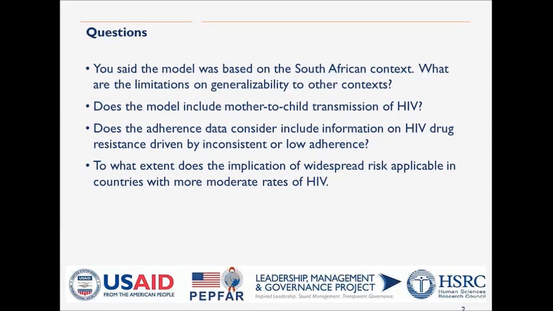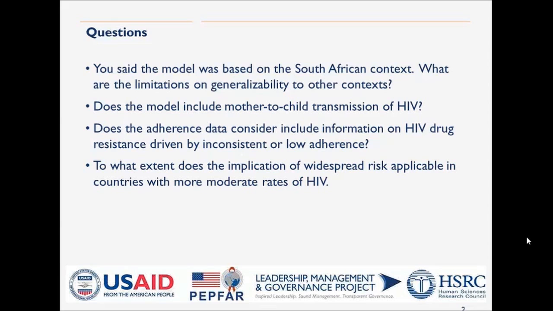So does the adherence data consider information on HIV drug resistance driven by inconsistent or low adherence? To an extent. So the way we modeled adherence was to take the approach which is taken by the AIDSTAR model, which is a population HIV model in South Africa, and so we calibrated it to that. And the AIDSTAR model has spent a great deal of time trying to match the model results to the mortality patterns that we see in the country. But then they don't separate out what is the cause of some of those mortality patterns. And so while it would have issues to do with drug resistance in there, we can't separate that out.